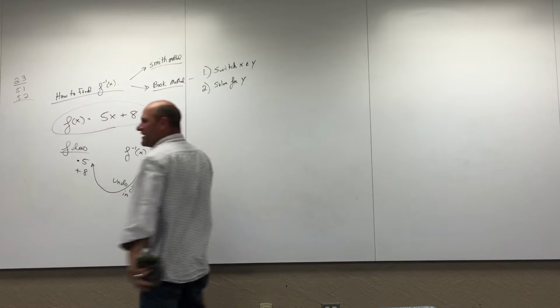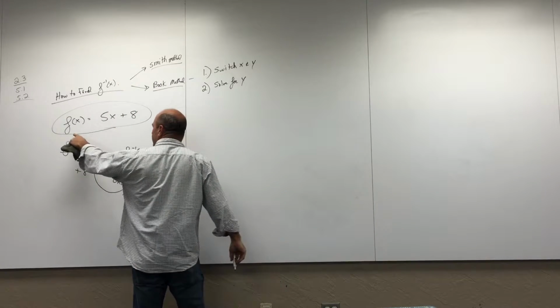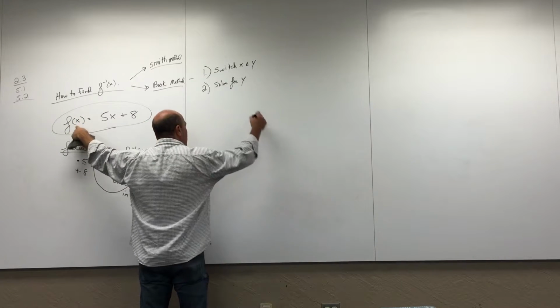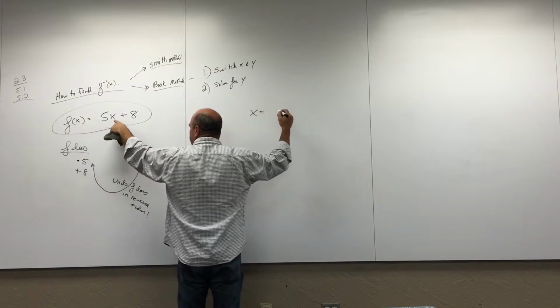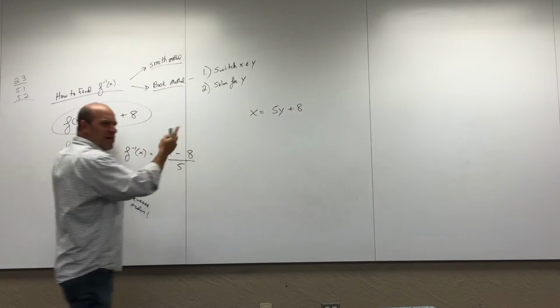Okay, so what's going on? They say step 1, switch x and y. All right, so that, by the way, that's my y, right? So call it x. This is my x, so call it y. Okay, so I just switched my x and y.